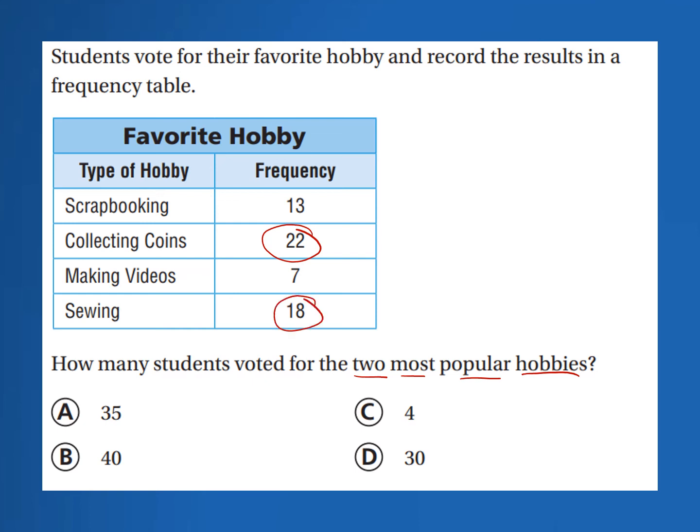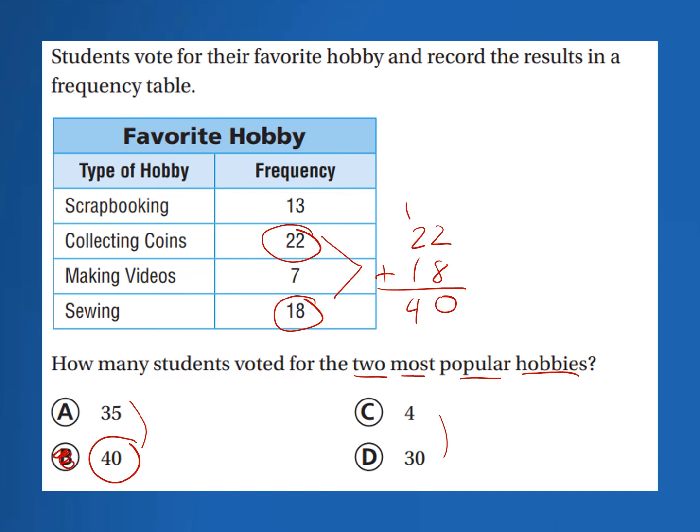So it's asking for a total, if I see numbers here, so I've got to put those together. 22 and 18. 8 plus 2 is 10. Carry the 1. 2 plus 1 is 3 plus 1 is 4. So a total of 40. So B.